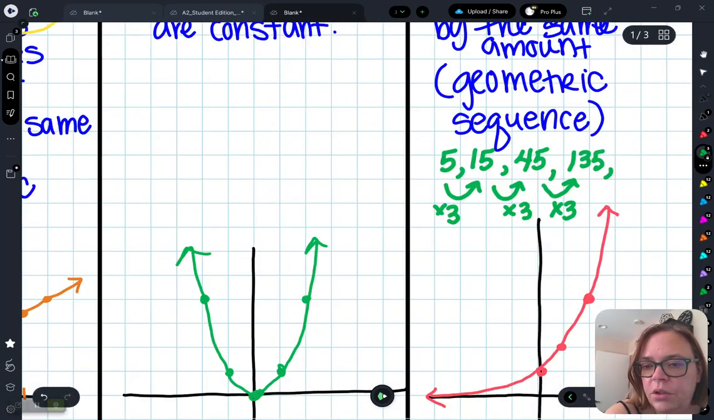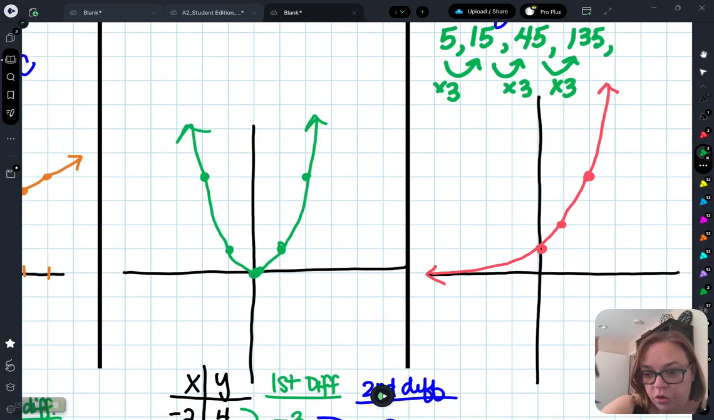Okay, exponential equations. This is an example of exponential growth. There's also exponential decay, but for just this example, we'll do a growth.